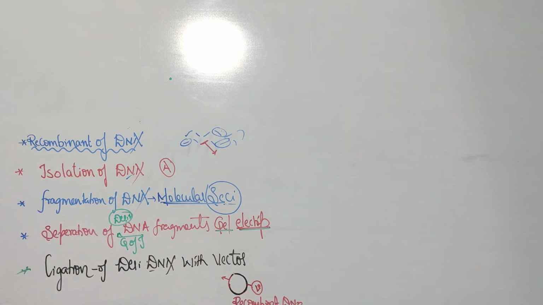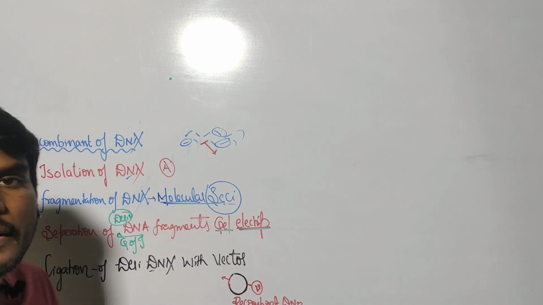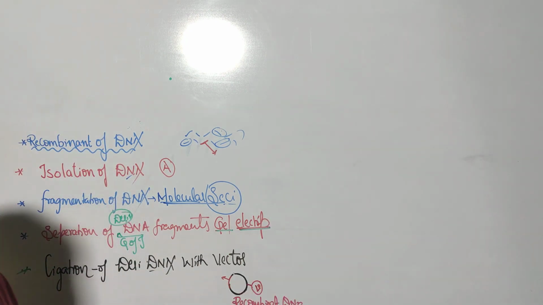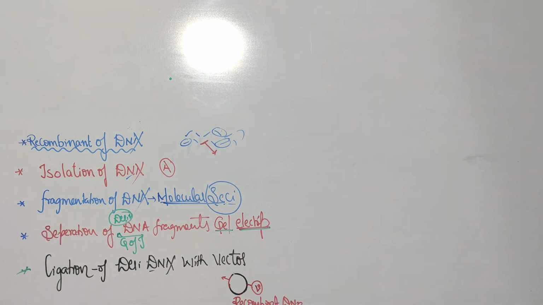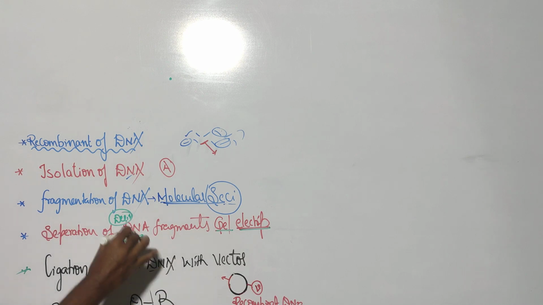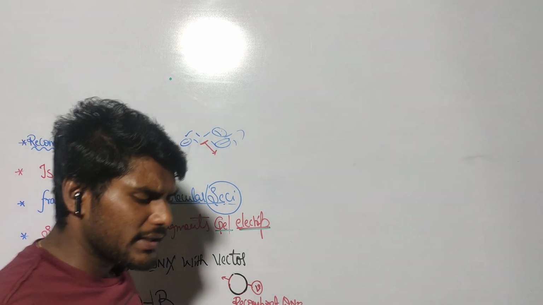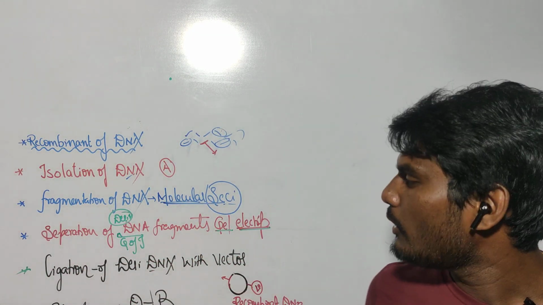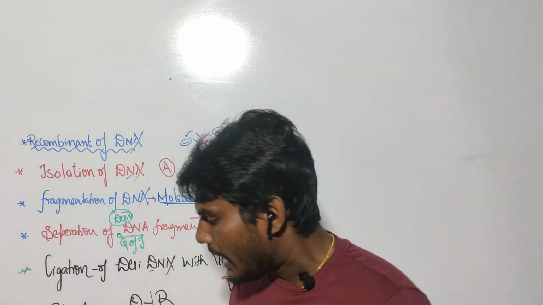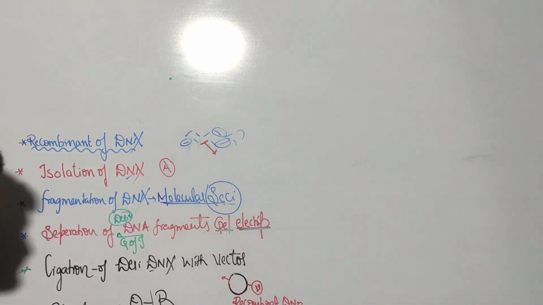And what do we have to do? This recombinant DNA, we have to transfer into organism B. Whatever organism you selected, into that organism's body we have to transfer this recombinant DNA. And after transferring, you have to take care of that organism, culturing that organism.